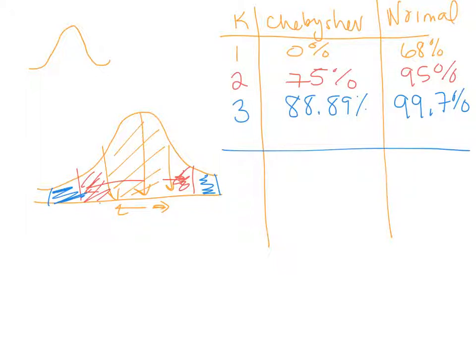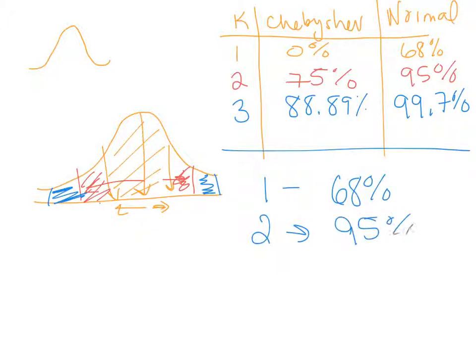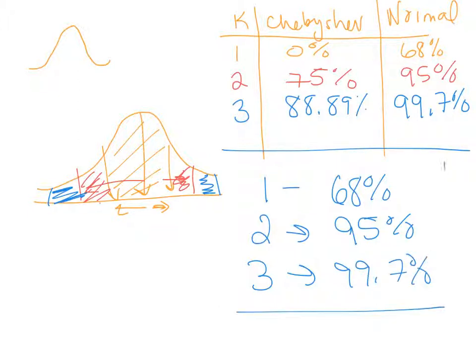The empirical rule says if you go 1 standard deviation away in a normal curve, you are guaranteed 68% of the data will fall within that. 2 standard deviations away, 95% of the data. And 3, 99.7% of the data. That's pretty amazing. So let's take a quick look at how you might use the empirical rule.